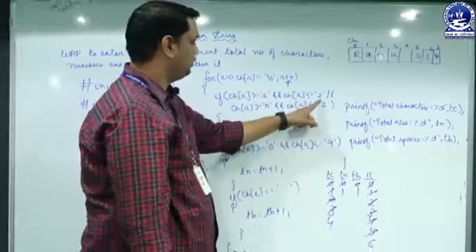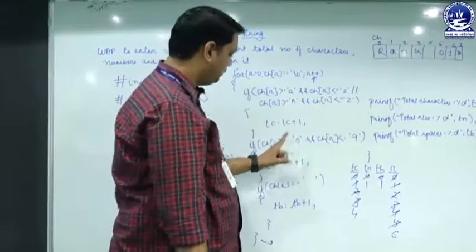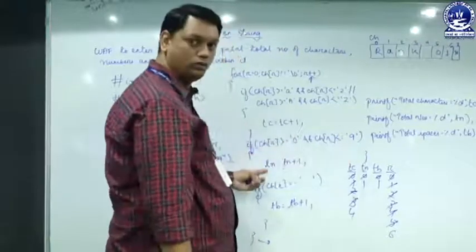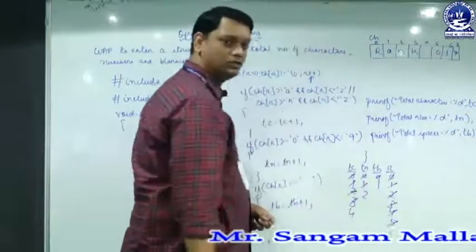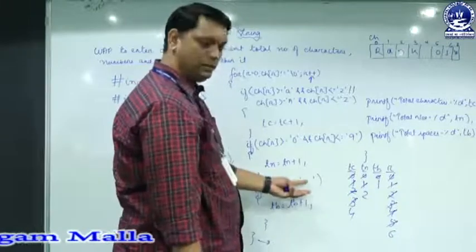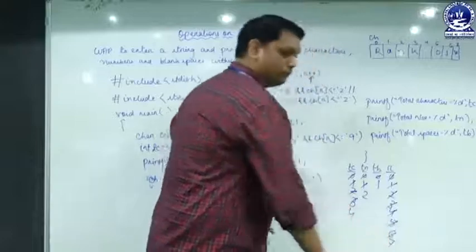1 does not lie between small a to small z or capital A to capital Z. Again it will come over here. Yes, 1 lies between 0 to 9. Condition satisfied. Tn equal to Tn plus 1. So Tn is incremented to 1. That means 2. Now it will come over here. So 1 is not equal to blank space. False. Again it will come over here. r++. r value goes to 7.